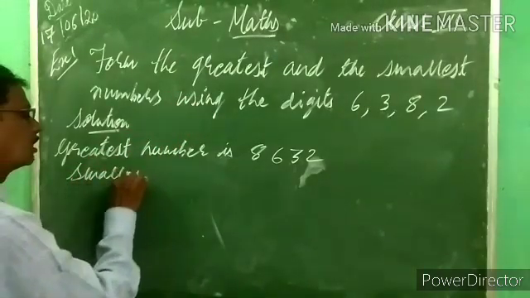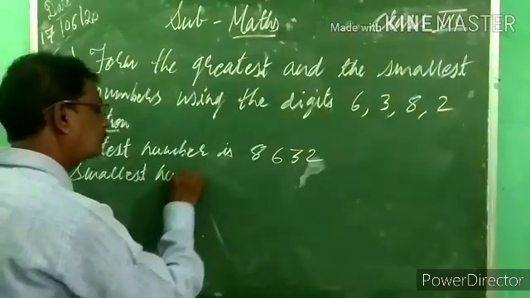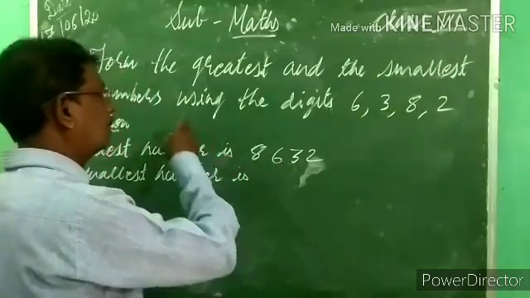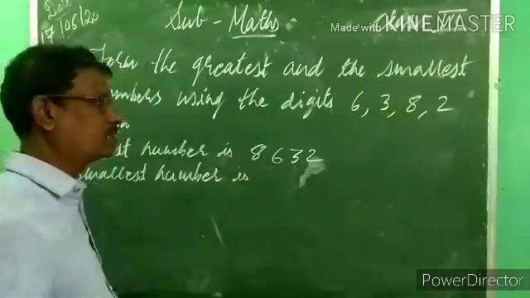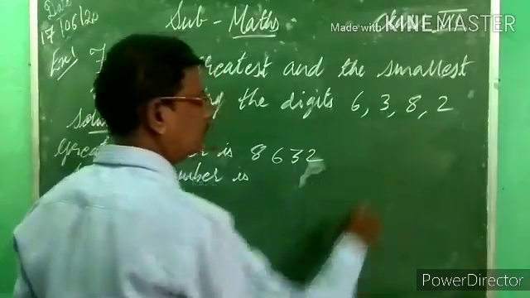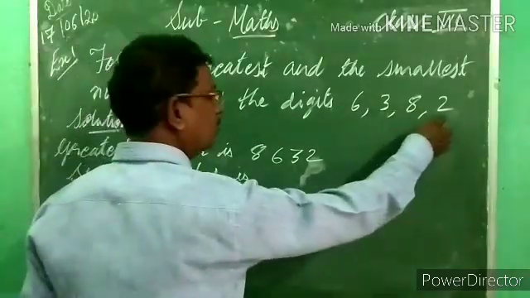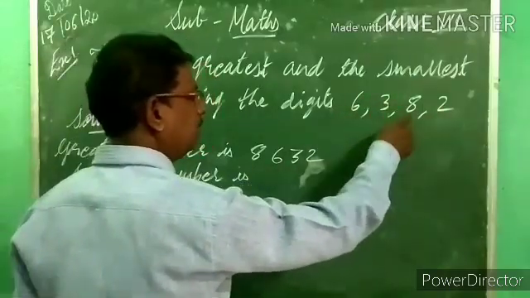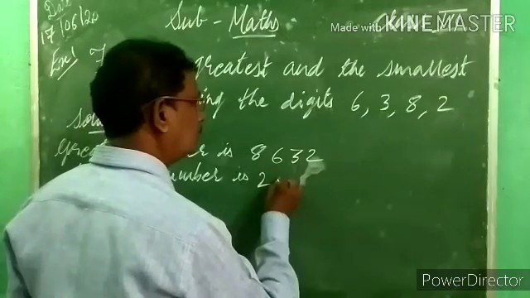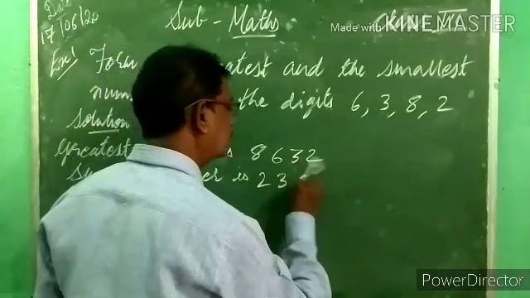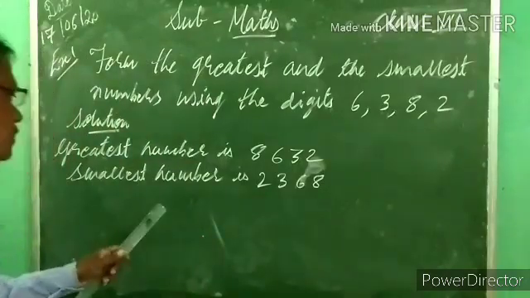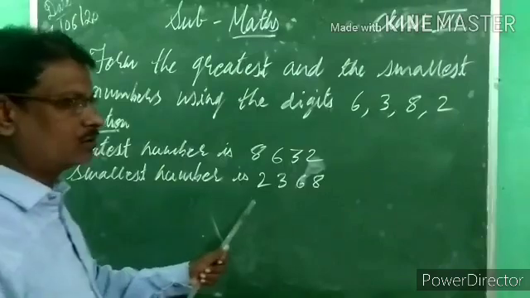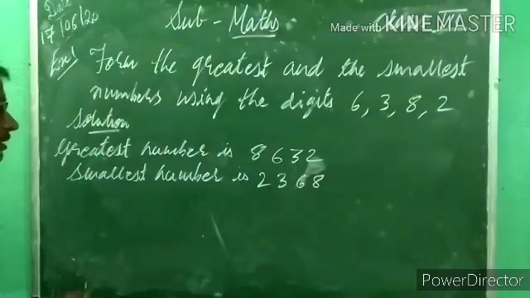And the other number we have to write is the smallest number. In which order do we have to go? While writing the smallest number, we have to go in ascending order. Ascending order means arranging the numbers from the smallest to the greatest. Which is the smallest number among these four numbers? 2. After that 3. After that 6, and lastly 8. Means 2, 3, 6, 8. Now understood? The greatest number is 8,632 and the smallest number is 2,368.